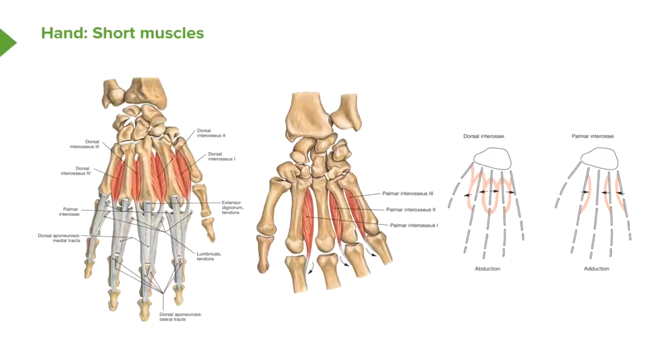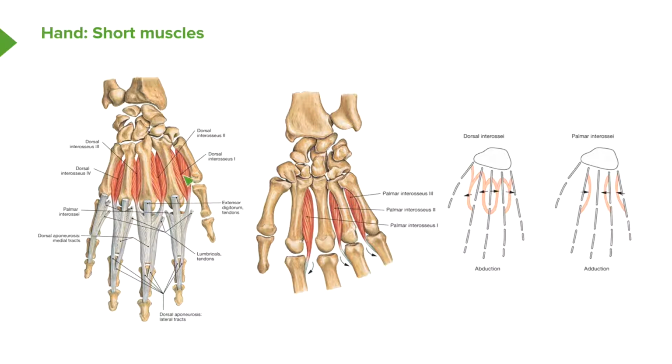Now let's carry on looking at a series of short muscles, and these are known as your interossei muscles. We have two different types of interossei muscles. We have dorsal interossei positioned on the dorsal aspect of the hand, and we have palmar interossei muscles positioned on the palmar surface.